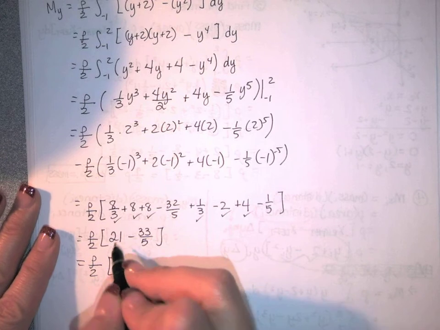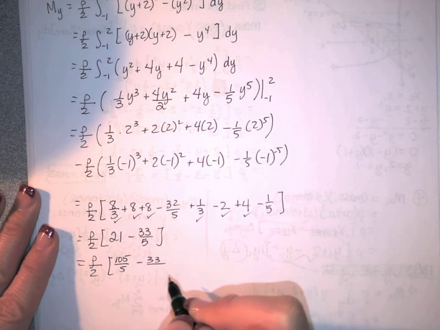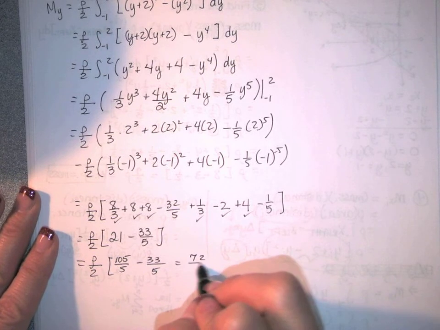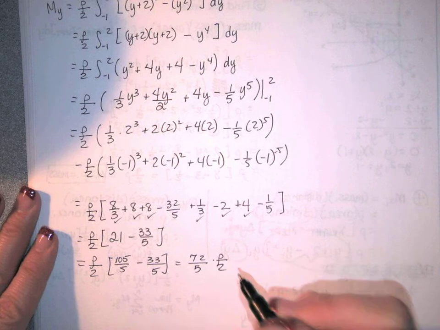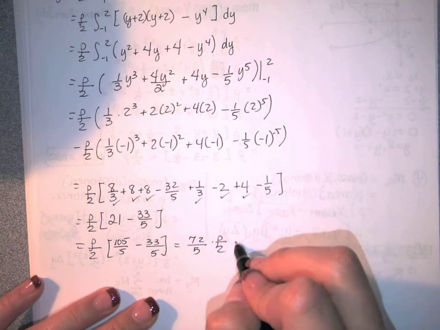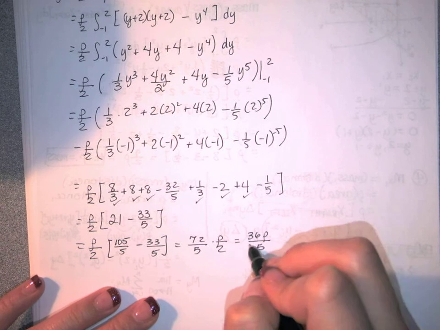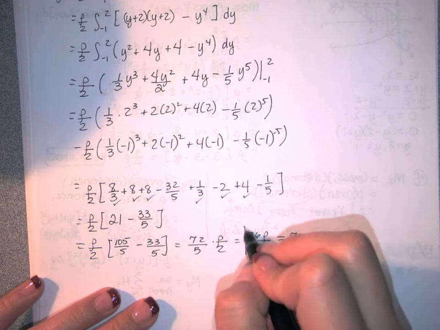So I can multiply this one by 5 over 5. I get 105 over 5 minus 33 over 5. It looks like I've got 72 over 5 times the rho over 2. 2 goes into 72 36 times, so this is 36 rho over 5. Or if you prefer, it's 7.2 times rho.